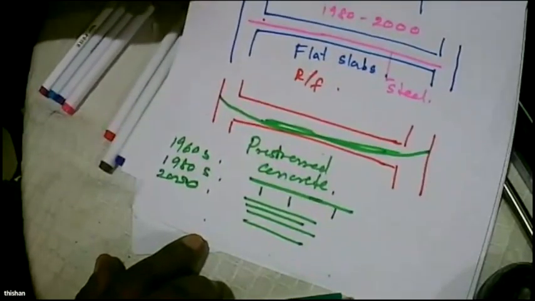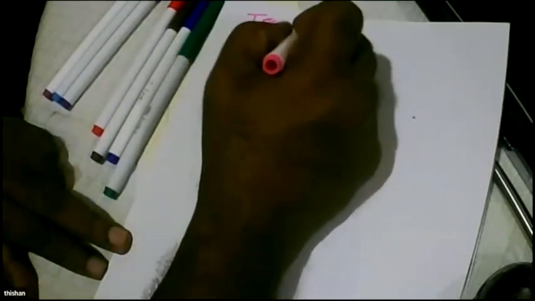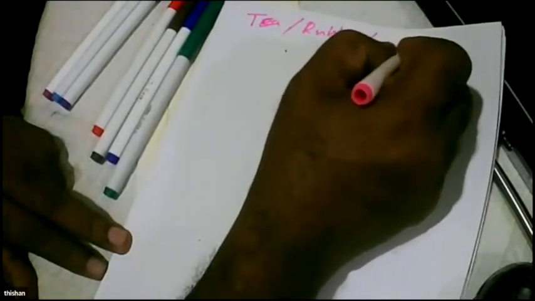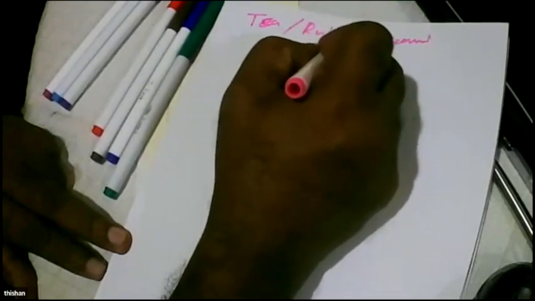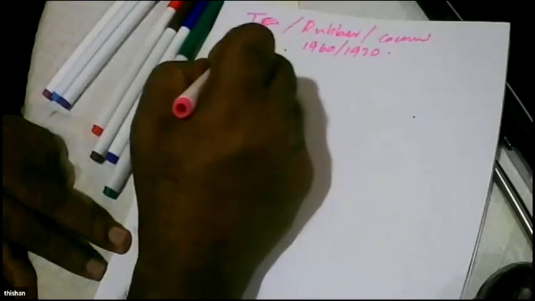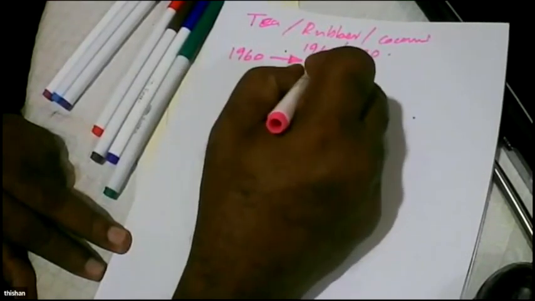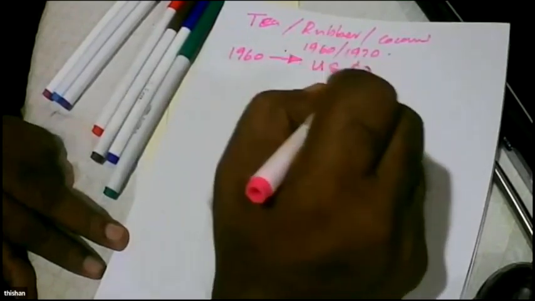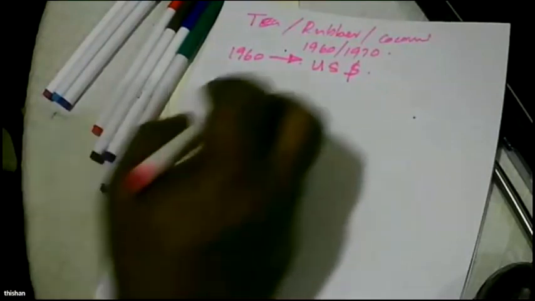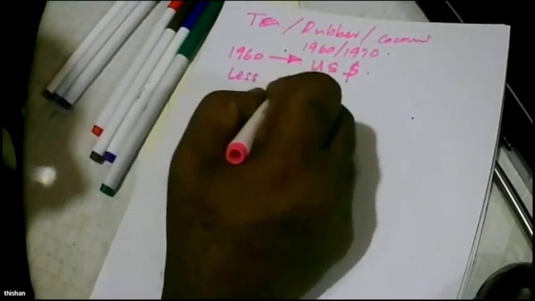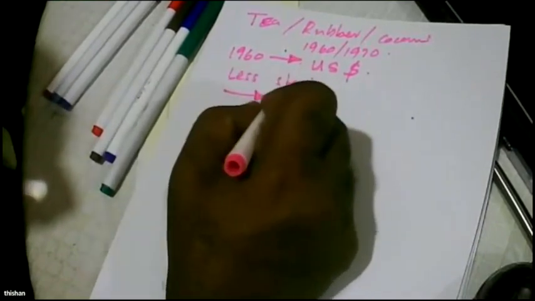Now let's see how Sri Lanka responded. In Sri Lanka, our main exports were tea, rubber, coconuts. In the 1960s, 1970s. So 1960s onwards, we did not have enough dollars. We don't have enough dollars. So we had to think of using less steel.